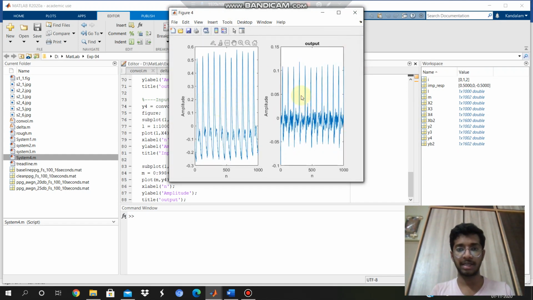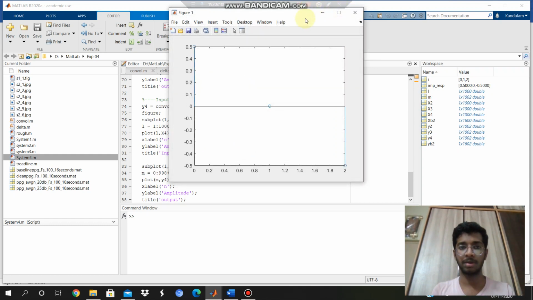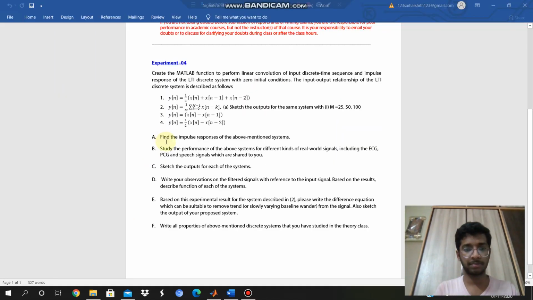Similarly, this is x3, and the output will be this. If x2 is the input, then the output will be this one. Similarly, if xb2 is the input, the corresponding output for system 4 is this one. And this is the unit impulse response for system 4. The questions are about finding impulse responses. We found them, and regarding performance, the first two are low frequency allowing, and the next two are high frequency allowing output systems, and we plotted outputs for each of the systems.